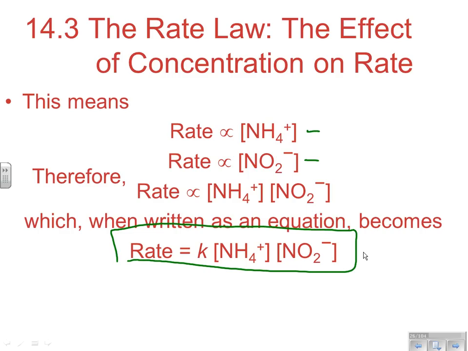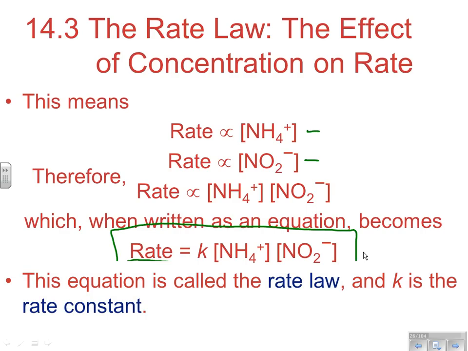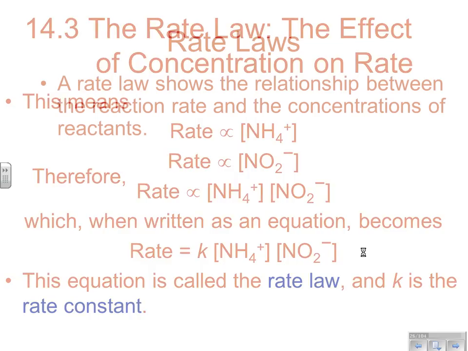Now, this is something you did last year in honors chemistry. So what I just walked you through is something that most of you did last year. So this should be looking familiar. And this equation is really called the rate law, and K would be the rate constant for the rate law expression. So what we just established was rate law, and the K is the rate constant.